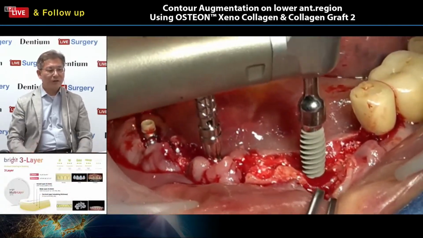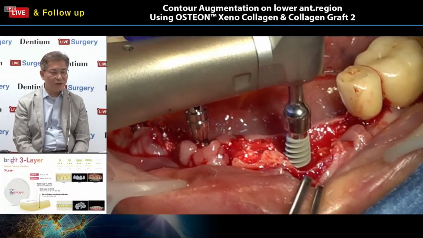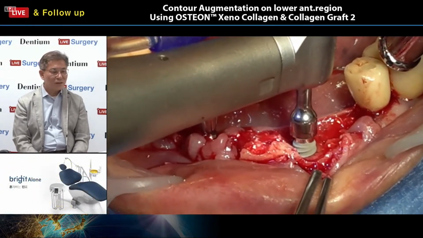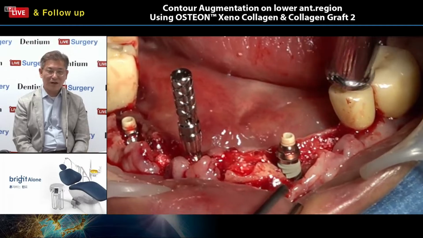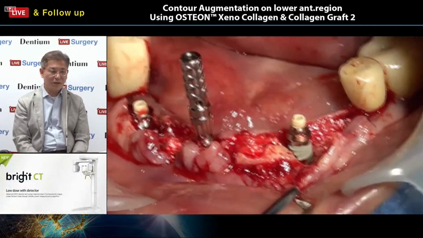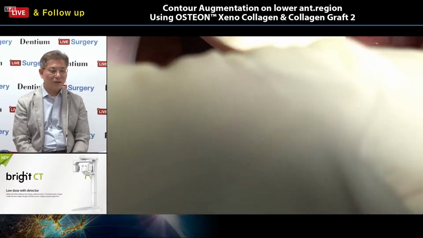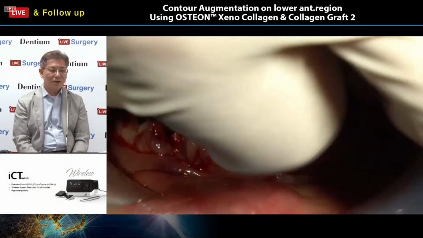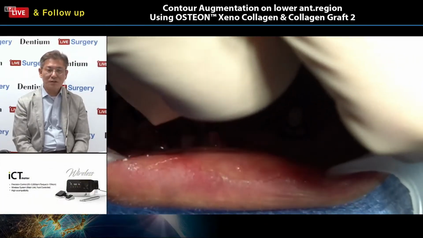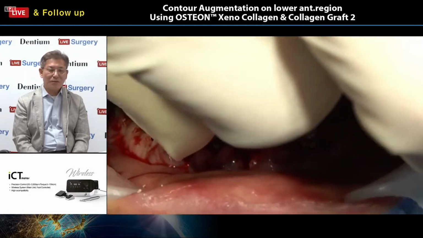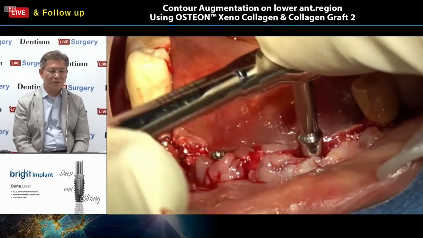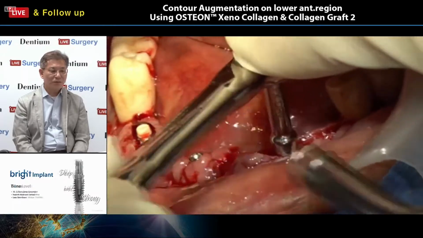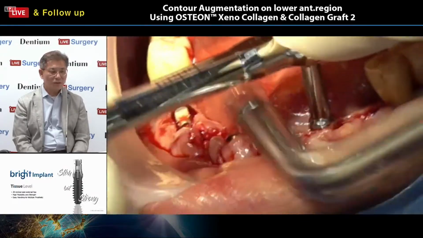Okay, another one, 3.5 diameter. I think 11 millimeter also. The insertion speed is a little bit higher. Dr. Chung prefers a little bit higher insertion speed. The ordinary recommendation from the company is to install at a lower speed, 25 RPM or 20 RPM. However, Dr. Chung prefers a little bit faster mode.